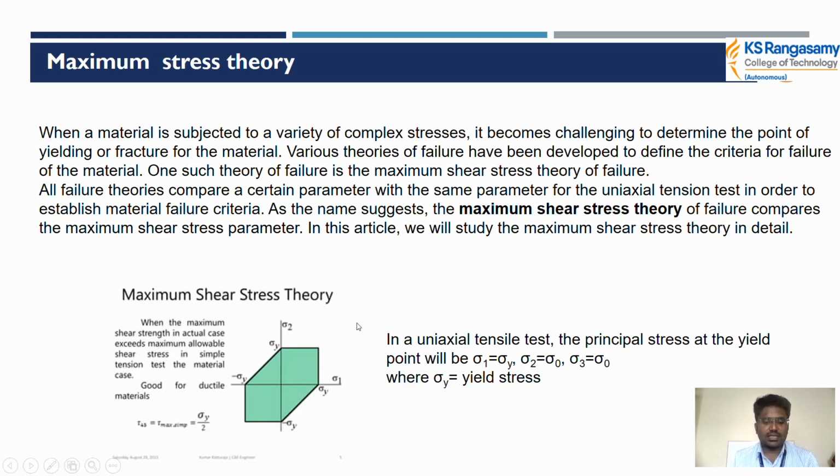For example, we can calculate the stress as sigma equal to P by A, load by area, from the stress formula. In the component, two stresses will be there: on the y-axis sigma y, and on the x-axis sigma 1 or sigma x. This is the stress acting on the component of the composite material. In a uniaxial tensile test, the principal stresses at the yield point are sigma 1 equal to sigma y, sigma 2 equal to 0, and sigma 3 equal to 0. Sigma y is the yield stress of the component.